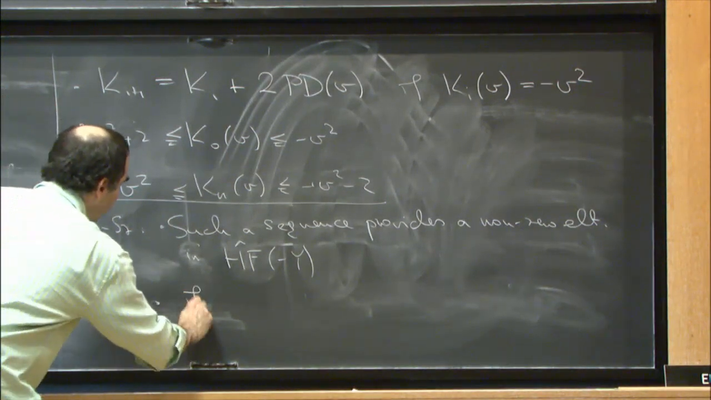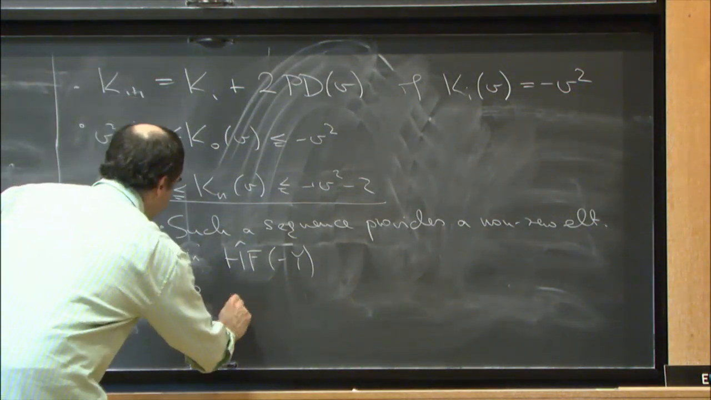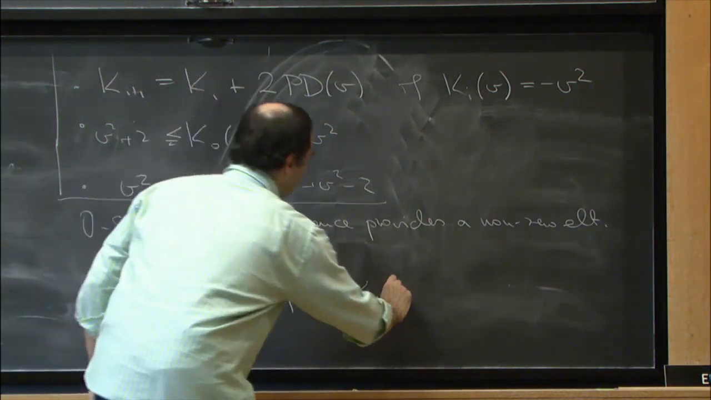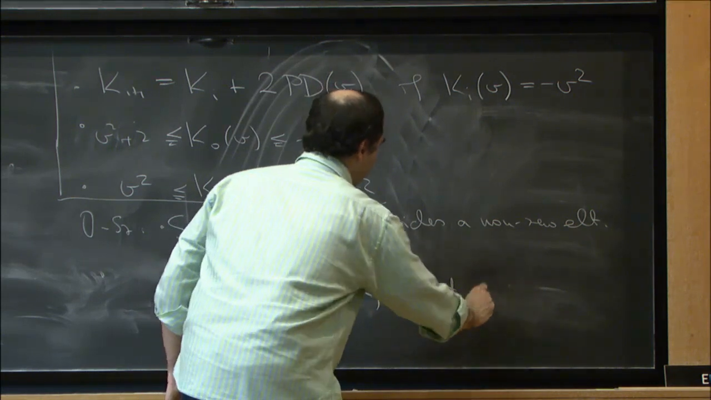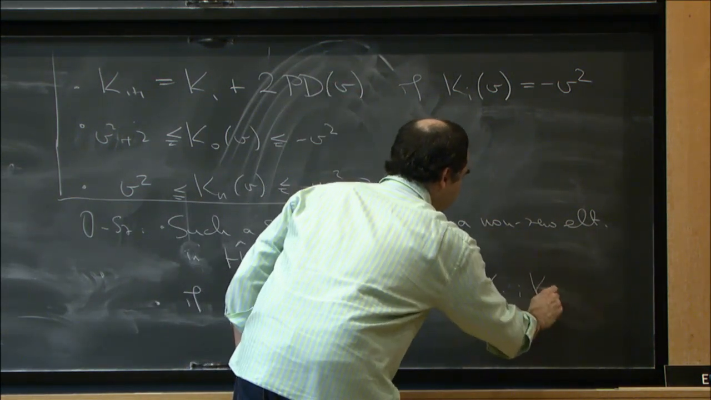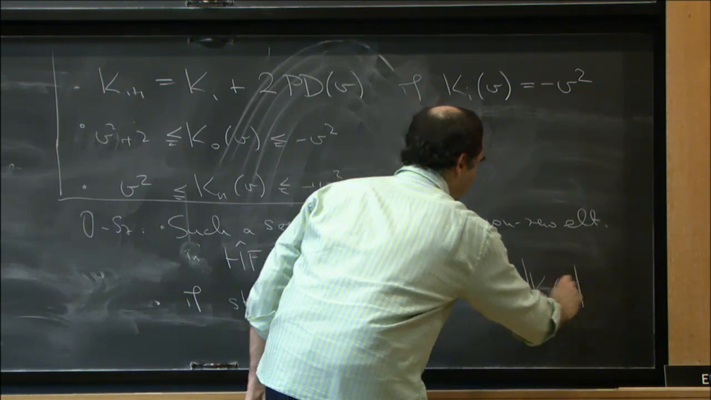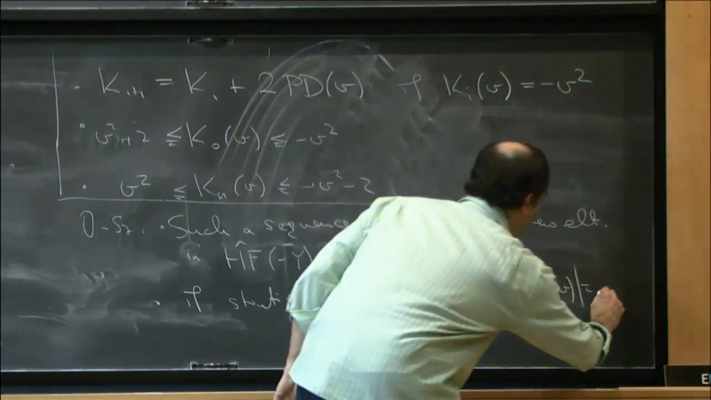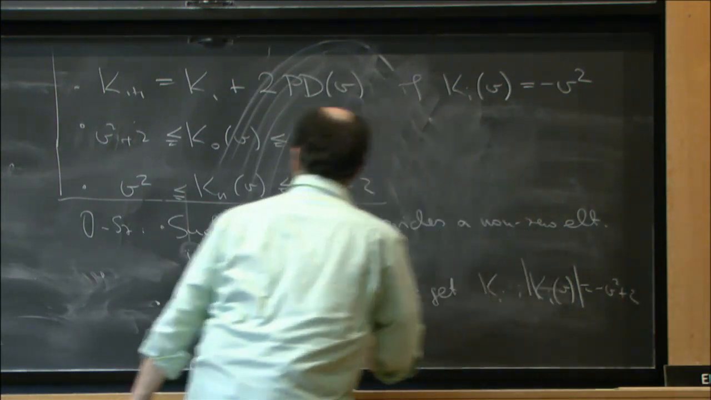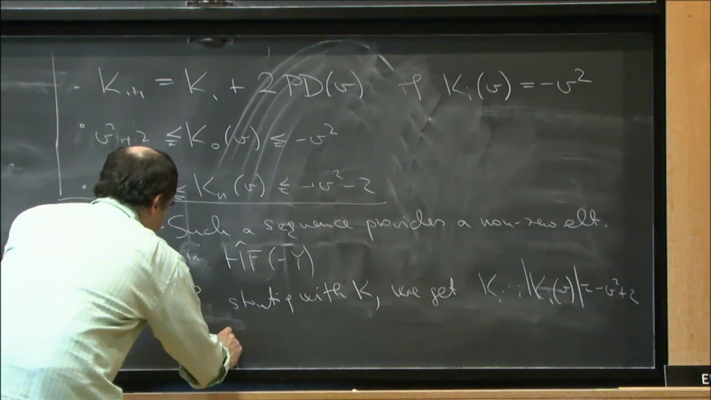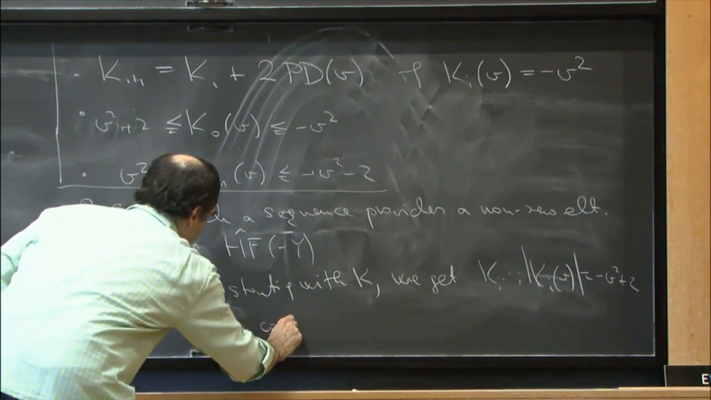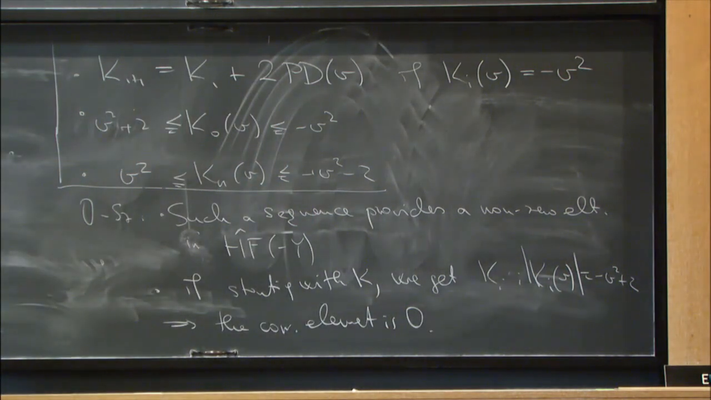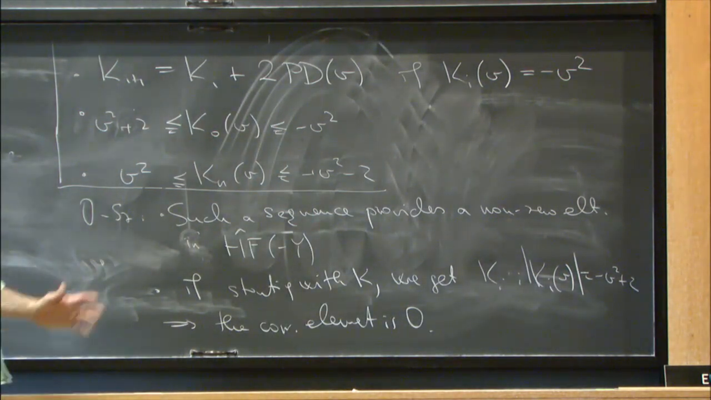And if, starting with k, we get Ki satisfying that this term somehow drops out of that inequality, then the corresponding element is 0.